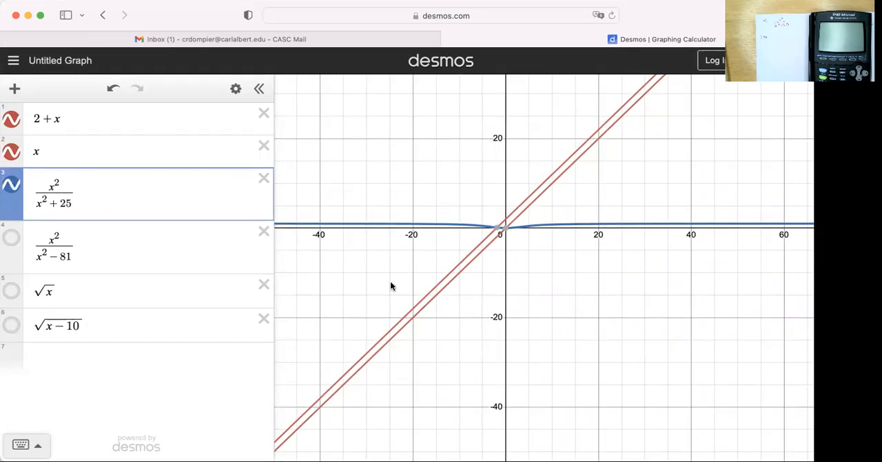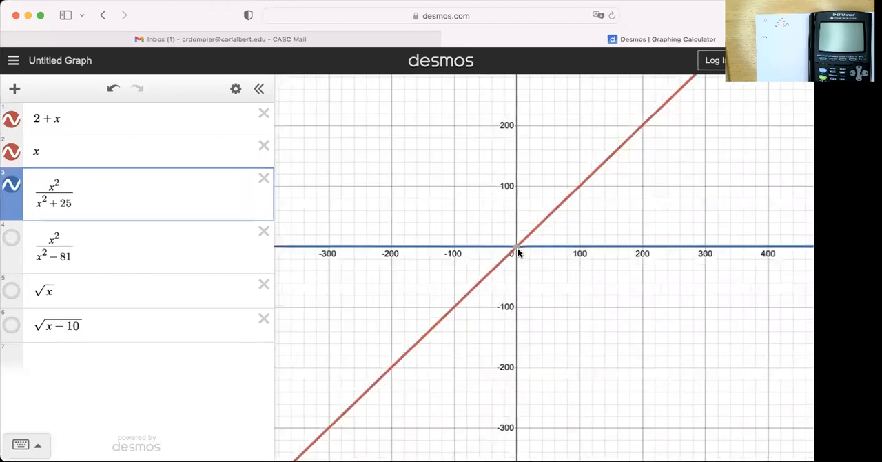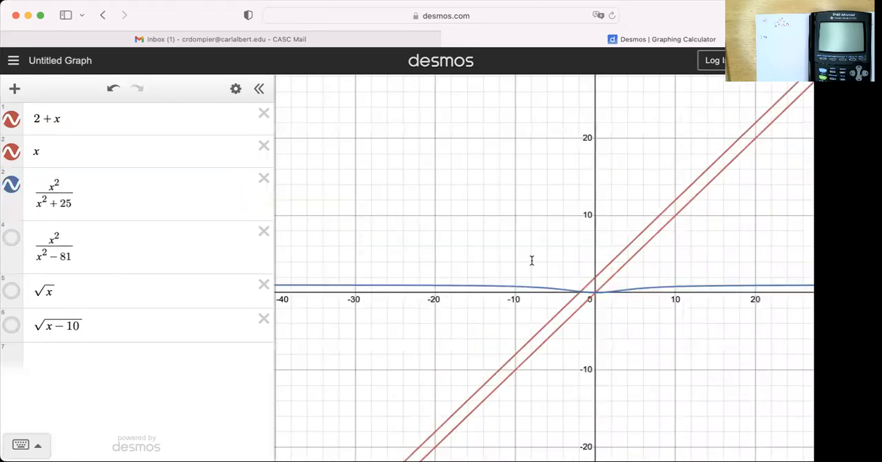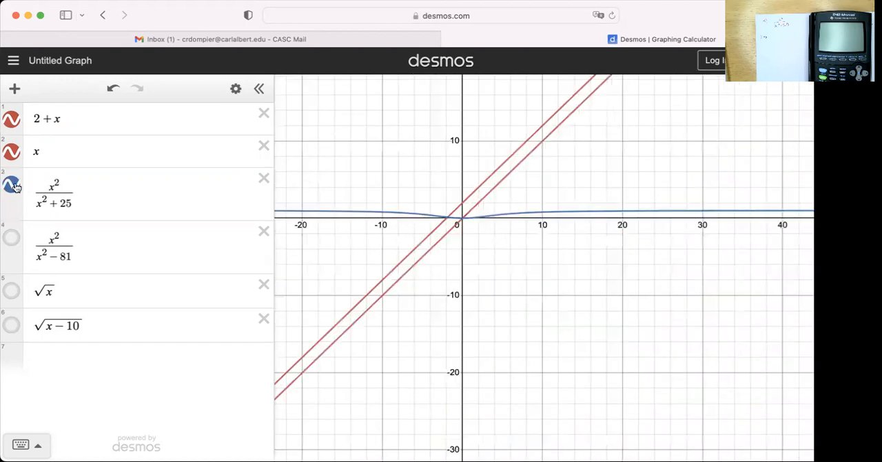In all 3 of these examples, the line goes on forever. It never disappears, it never stops. There aren't any holes in the graph, okay?